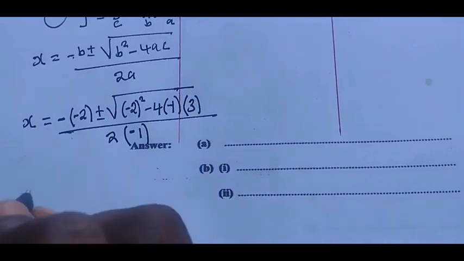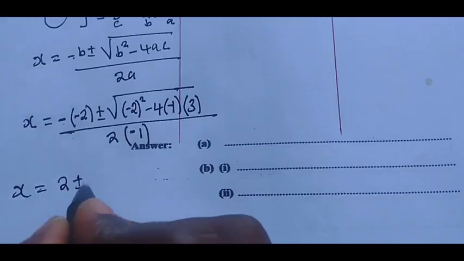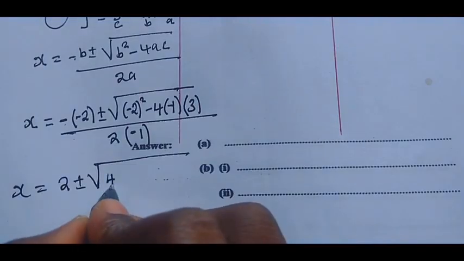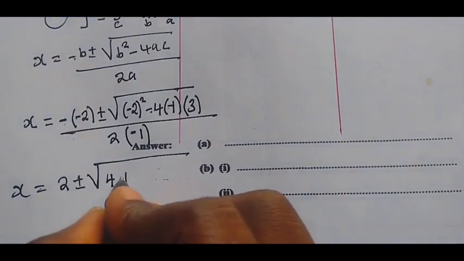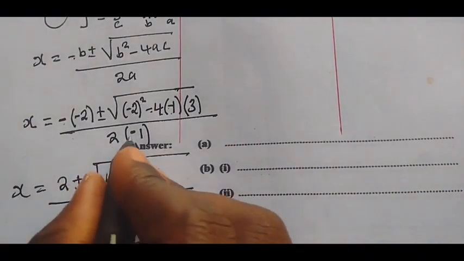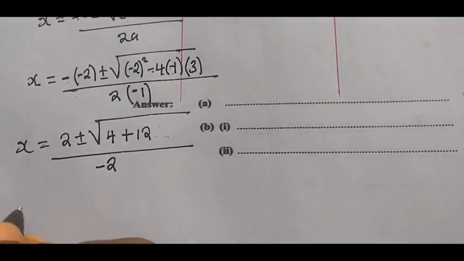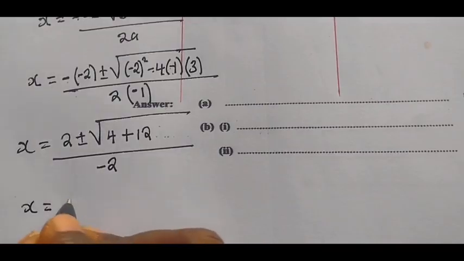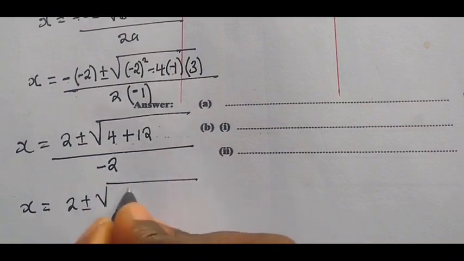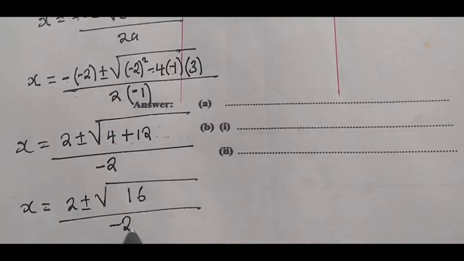So from there, what are we going to have? x is equal to, so negative negative positive is 2, plus or minus square root of negative 2 squared. This will be a 4. The negative negative, it's a positive. 4 times 1 times 3, we're going to get a 12, over 2 times negative 1, we'll get negative 2 like this. Okay, so from here we'll say x is equal to 2 plus or minus the square root of 4 plus 12. This will give us 16 over negative 2.